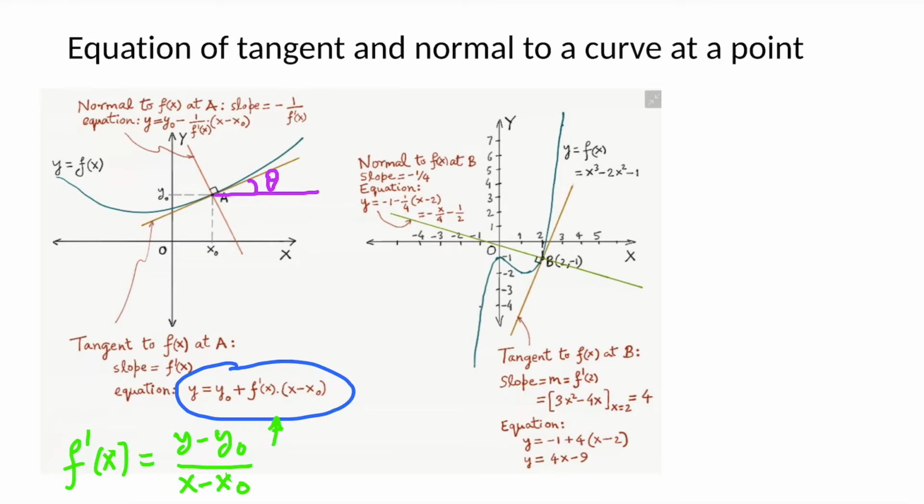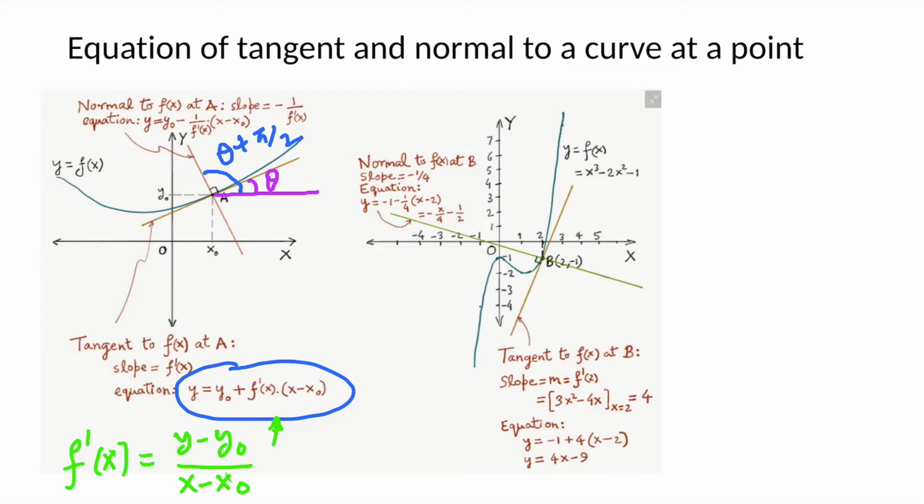Now when we are looking at the normal line here, that would make a different angle, because that's theta plus 90 degrees, right? So the normal would make an angle of, let's say, theta plus 90 degrees, because that's perpendicular to the tangent, and therefore what would be the slope of the normal? Well, that would be tan of theta plus 90 degrees.